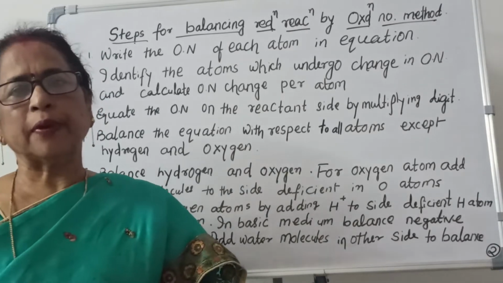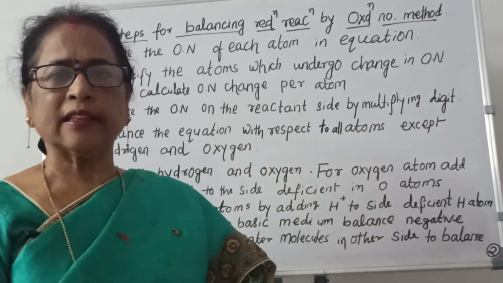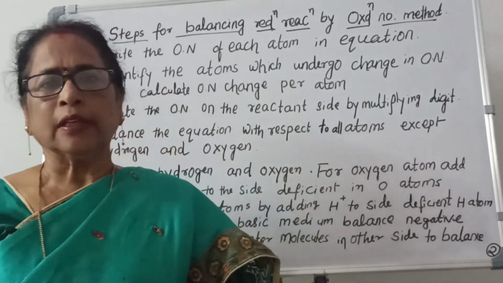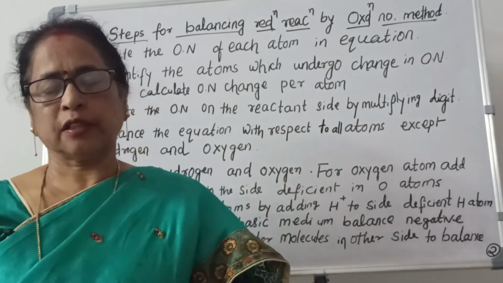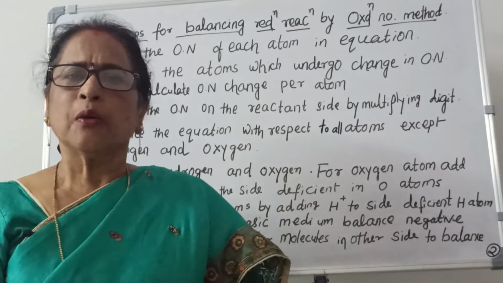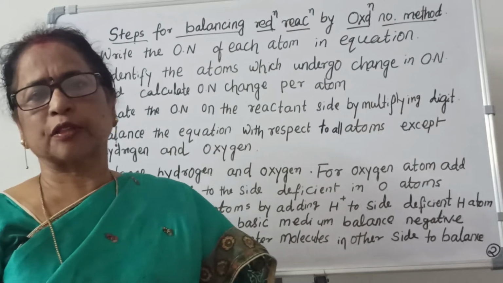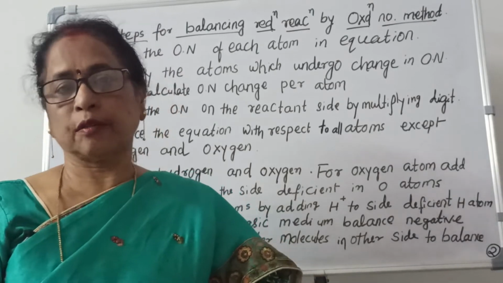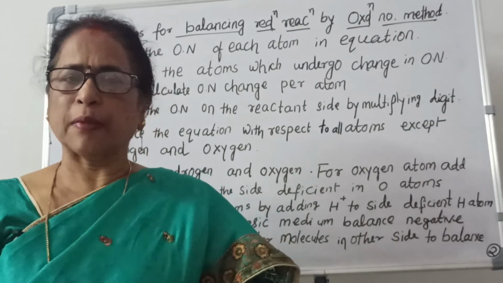Since transfer of electrons takes place in a redox reaction, the idea evolved that balancing is required in redox reactions. Balancing is of two types, as I told before. One is the oxidation number method, and the other is the half reaction method, that is, the ion electron method. Now we will first see what the oxidation number method is.